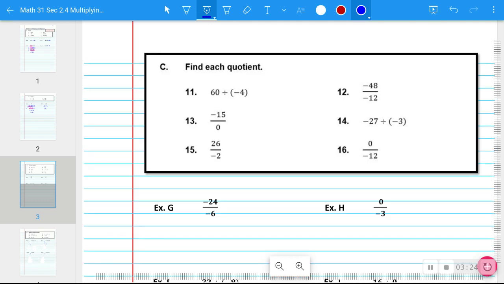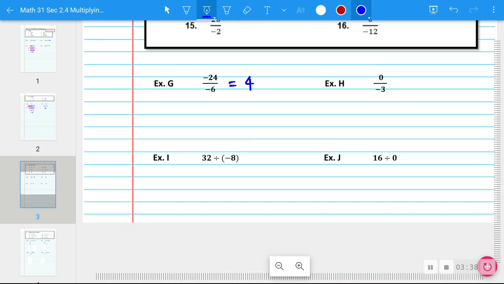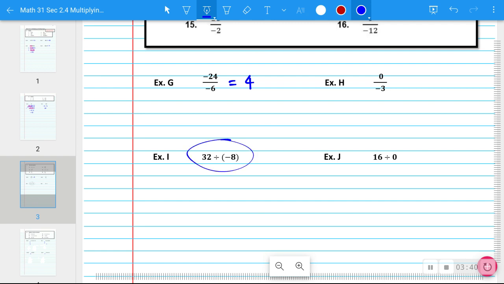The division rules work the same way. Signs are matching on the first one, so we're going to get a positive 4. 0 divided by any number, I'll come back to H. Let's do I. On example I, you have mismatched signs, a positive and a negative. So you're going to get a negative answer, and 32 divided by 8 would give 4, so negative 4 is your answer.